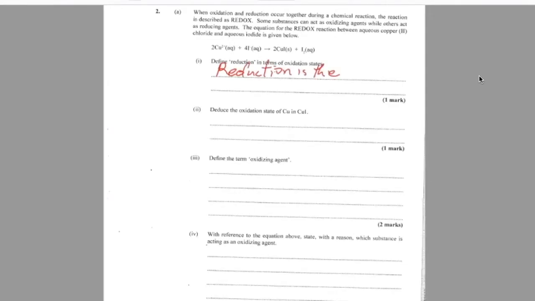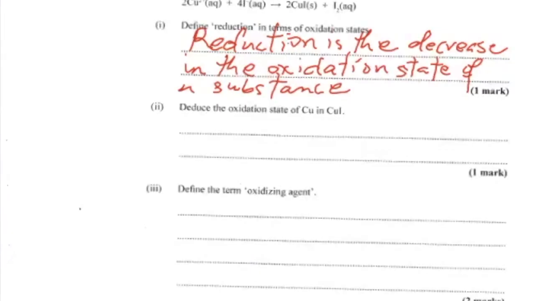Now, oxidation and reduction can be defined in 4 ways, but we want to define reduction in terms of oxidation states. So we'll just get right into it. Reduction is the decrease in the oxidation state of a substance. Part 2, deduce the oxidation state of copper in copper iodide. All right, so let's single out copper iodide.